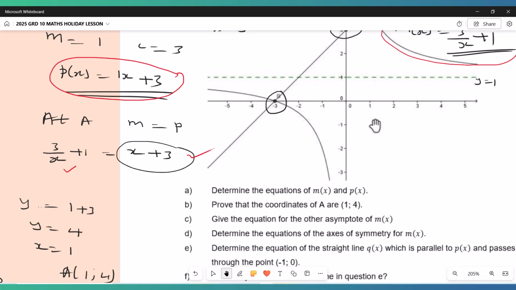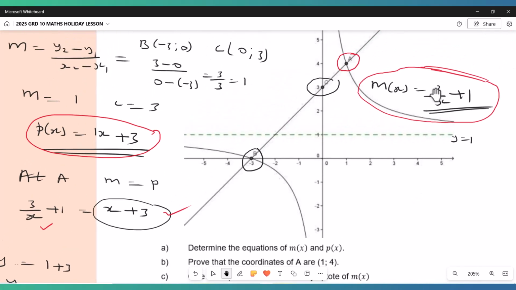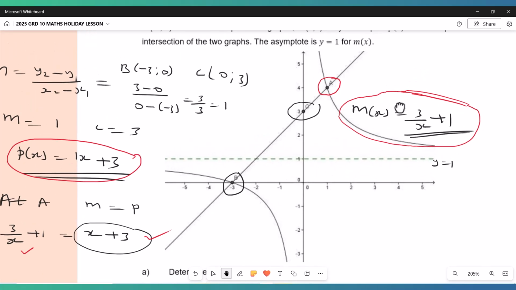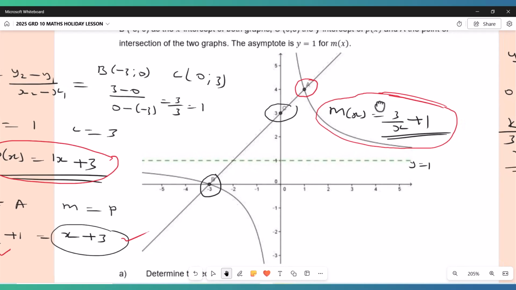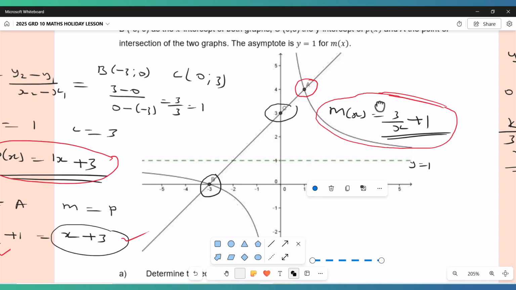Now they say here to give the equation of the other asymptote of m. Now this m has this asymptote, which is y equals 1. Then the other one is this one here. Let me show you. The other asymptote, by the way, an asymptote is a straight line which does not touch the function, but the function tends towards it. So this one here, in this case, as you can see, it is this y-axis here.